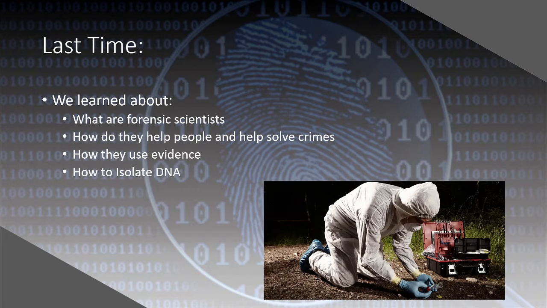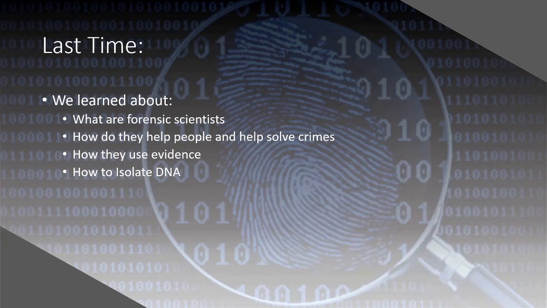Last time we learned about what forensic scientists are, how they help people and help solve crimes, how they use evidence, and how they isolate DNA. But now we're going to be learning about a new method called gel electrophoresis, which forensic scientists use to study murder scenes or other crimes.